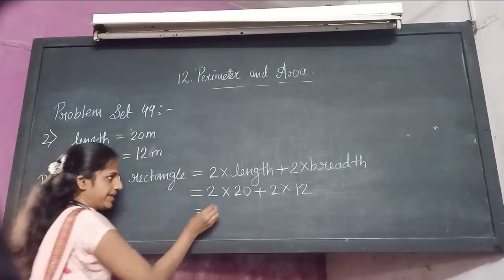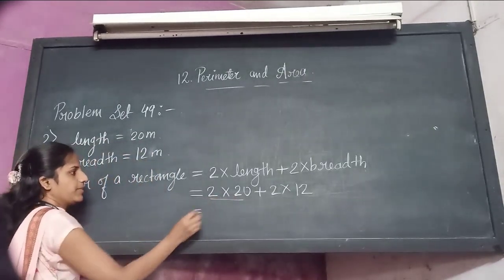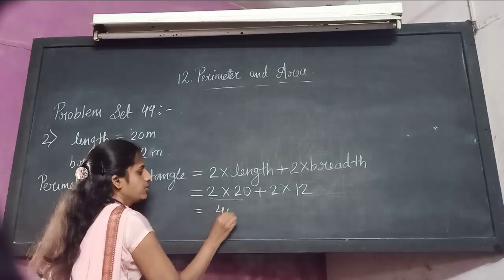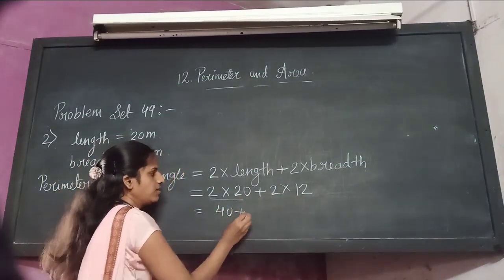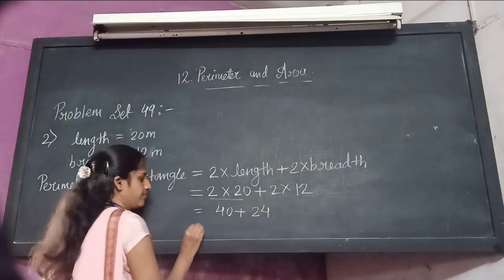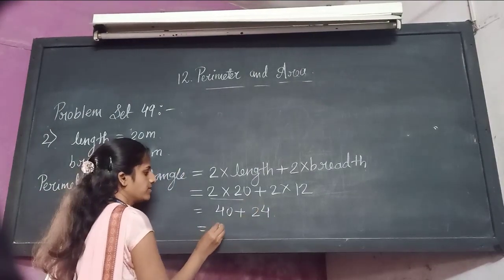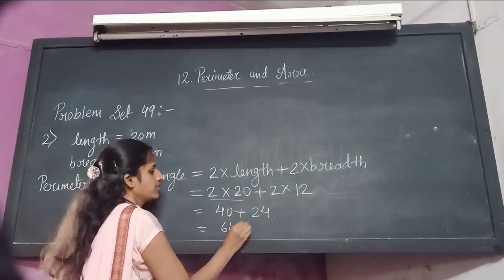After this, we will do multiplication. That is 20 multiplied by 2. That is 40. You can do the rough work. And 2 multiplied by 12, 12 2s are 24. 40 plus 24 will be 64.